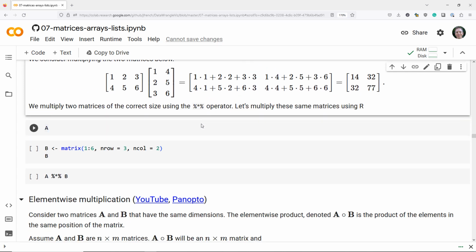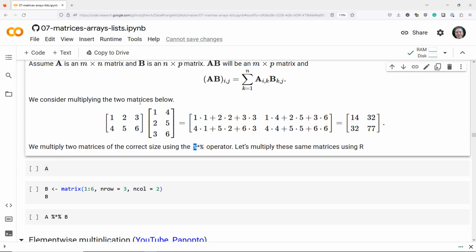But how would we actually do matrix multiplication in R? To do matrix multiplication in R, you want to use the multiplication operator, but the way we represent that for matrix multiplication is %*%. This is not like the scalar multiplication that we did before, where we could simply use the star symbol. We have to use %*% in order to do the matrix multiplication. So what we're going to do here is take these exact same matrices and perform the matrix multiplication in R.